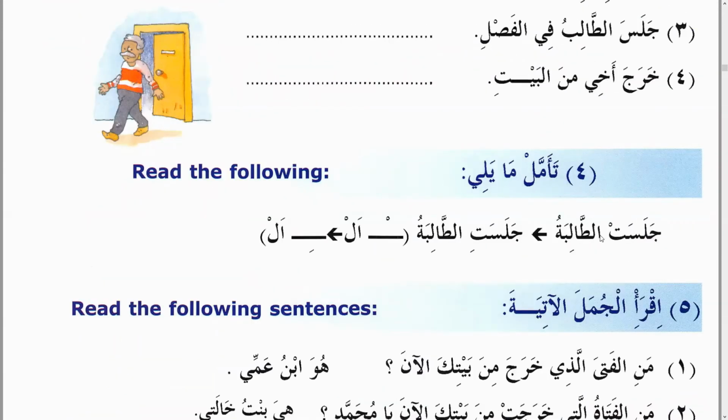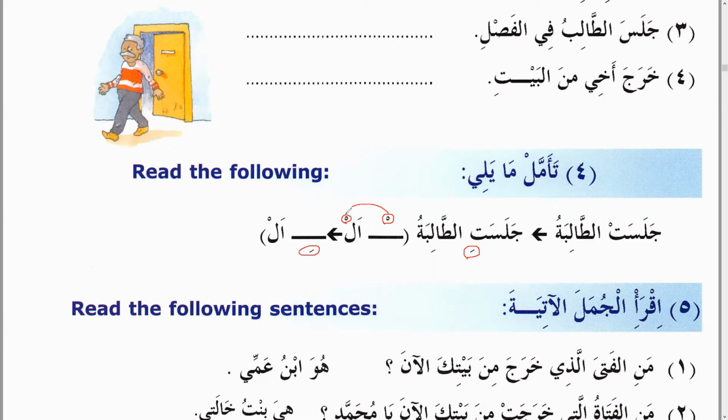Next exercise, ta'ammal ma yali. Understand the following. Jalasat at-talibatu. Right? This has a sukun and this also has a sukun. It's not written. Any letter which doesn't have a fatha, damma or kasra, generally speaking, has a sukun. Al, this has a sukun. Nothing is written because when something comes before it, we won't pronounce it. So we jump directly to the shamsiya letter. Jalasatit talibatu. So we give a kasra. If there is this sukun and this sukun, the sukun is changed into a kasra. No iltiqa sakinain.